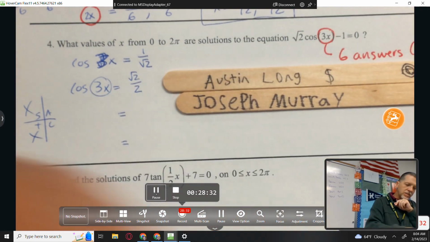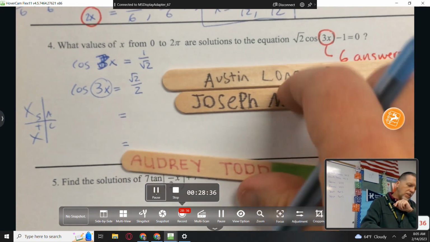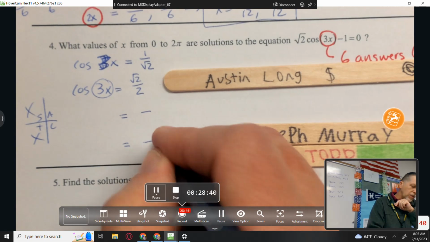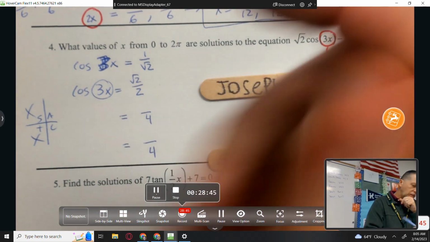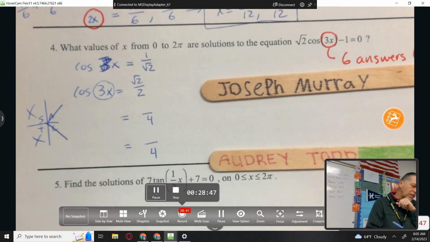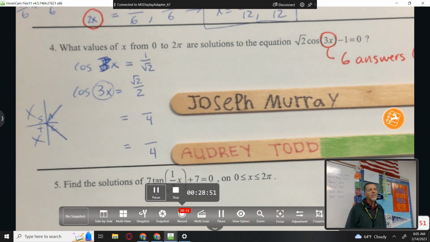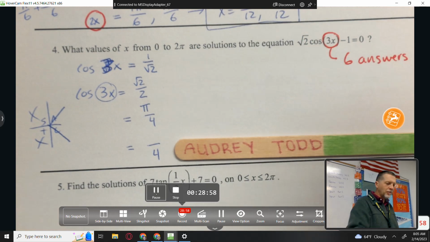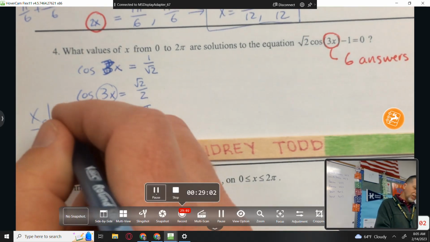Austin, what's the denominator that gives us root 2 over 2? 4. So Joseph, I'm over 4 in the first. In the fourth, you get the easy one. Audrey gets the slightly harder one. What angle is over 4 in the first quadrant? Pi over 4. And Audrey, what angle is over 4 in the fourth quadrant? Good. 7 pi over 4.